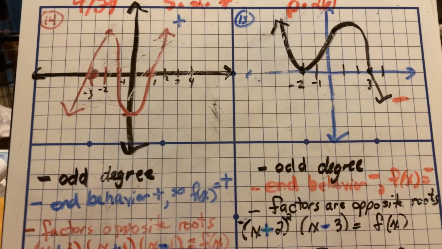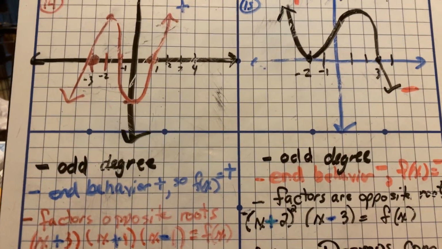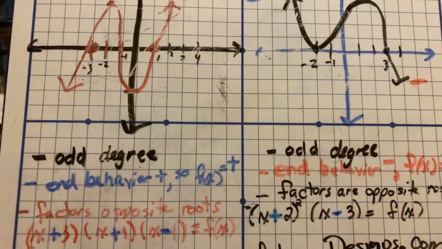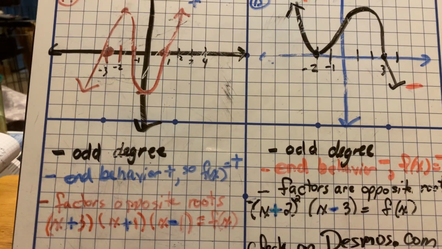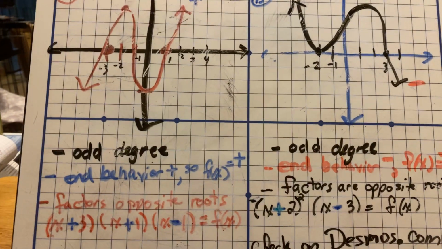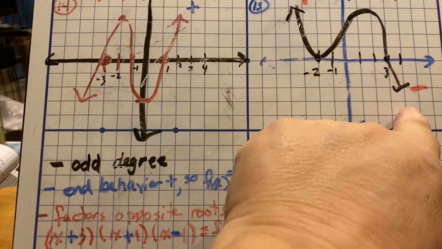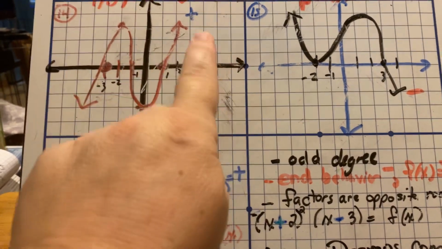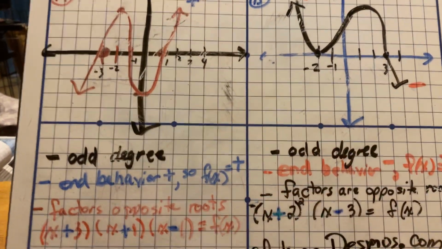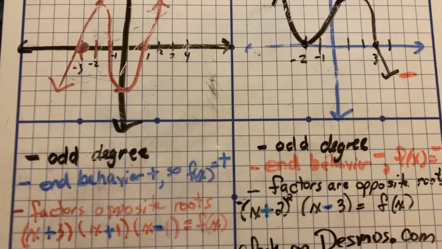Then we're going to go to number 15. Number 15 also is an odd function. I know that because the end behaviors are opposites. If they both go in the same direction, both up or both down, then that would be an even. So it's an odd degree. The end behavior is negative because it ends up negative. See the difference between the two. This is a positive function because it ends up positive. This is a negative function because it ends up on the negative infinity.